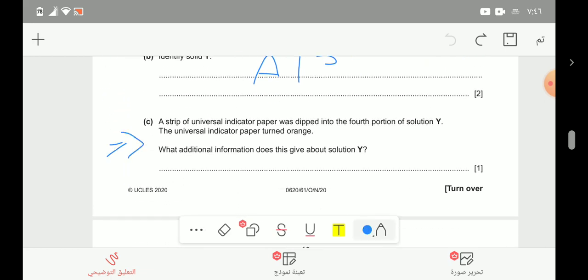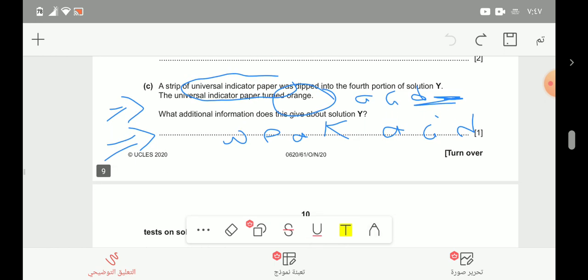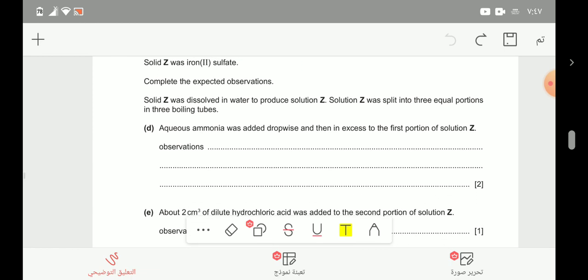C. A strip of universal indicator paper. As you know, universal indicator has different colors. It was dipped into the fourth portion of solution Y. The universal indicator paper turned orange. Orange here means it is an acid or weak acid. What additional information did this give? This test indicates that we have a weak acid. So with universal indicator, you have to be aware of the different colors it will give us.